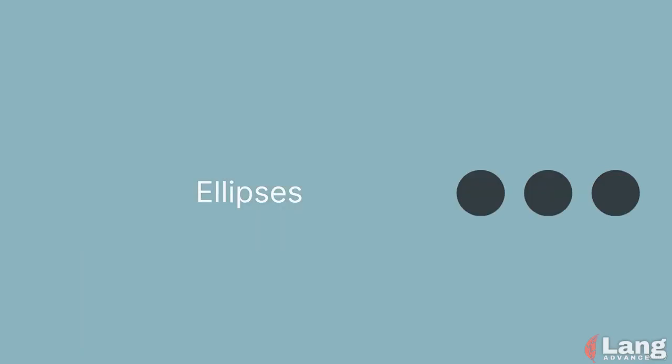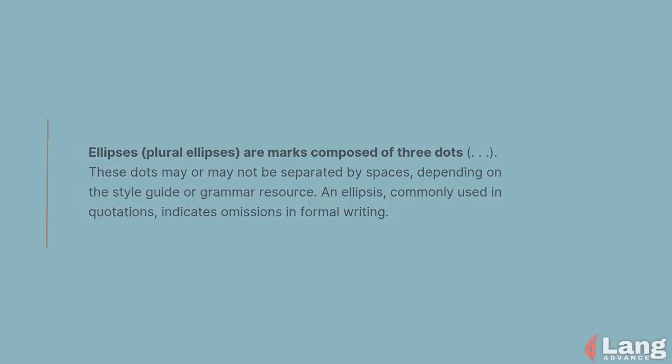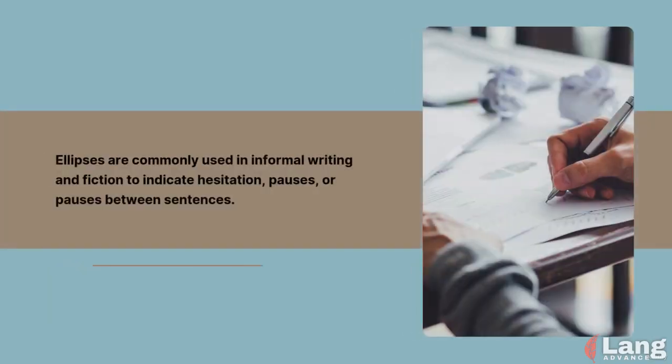Ellipses. Ellipses, plural of ellipsis, are marks composed of 3 dots. These dots may or may not be separated by spaces depending on the style guide or grammar resources. An ellipsis commonly used in quotation indicates omissions in formal writing. Ellipses are commonly used in informal writing and fiction to indicate hesitation, pauses, or a pause between sentences.